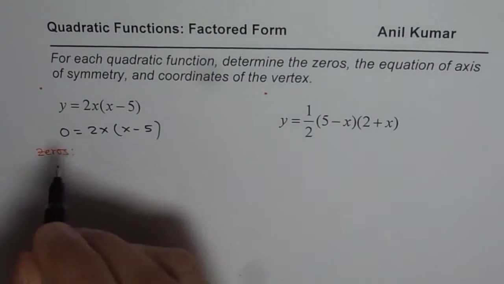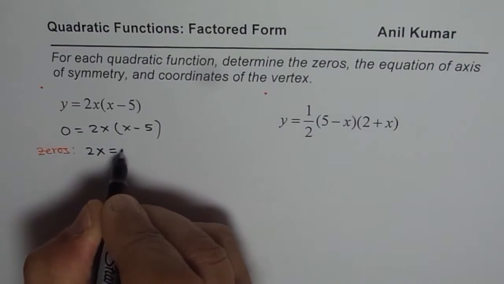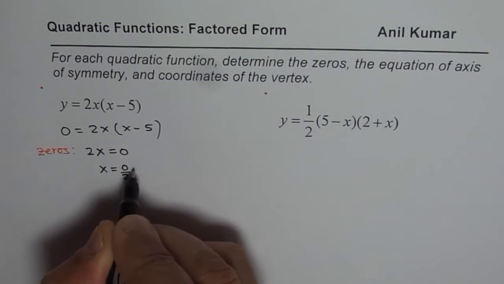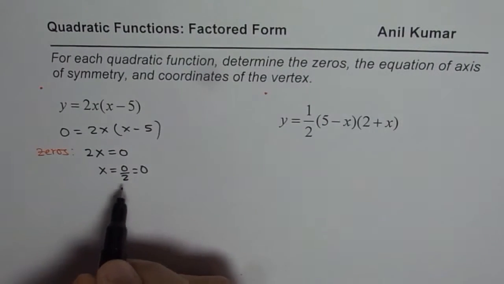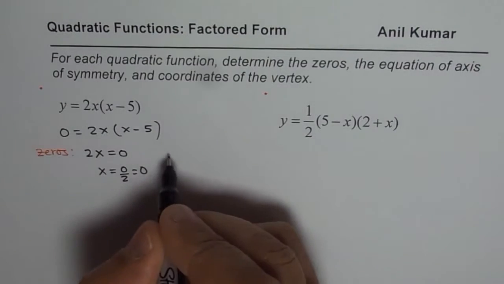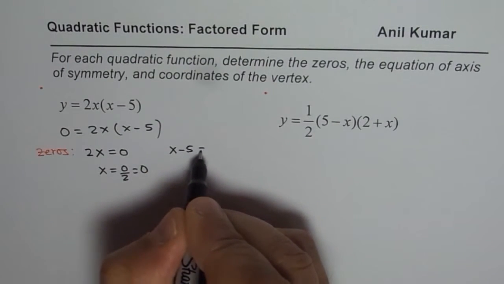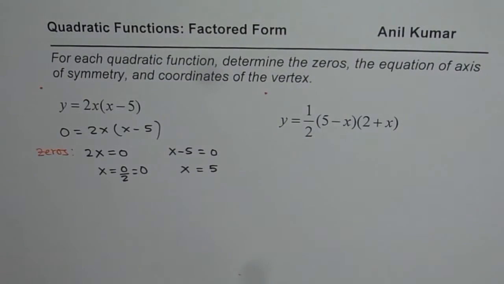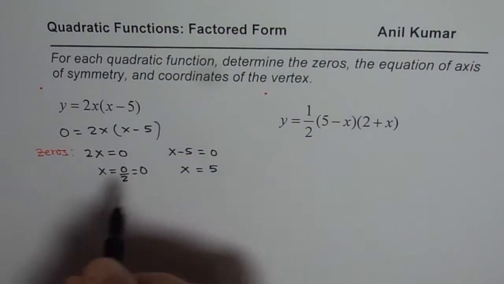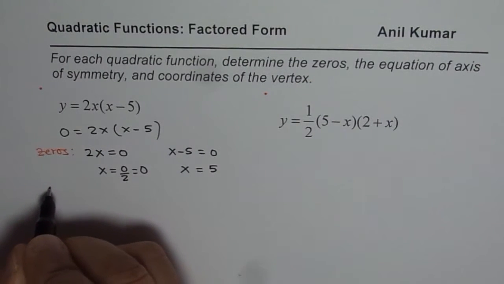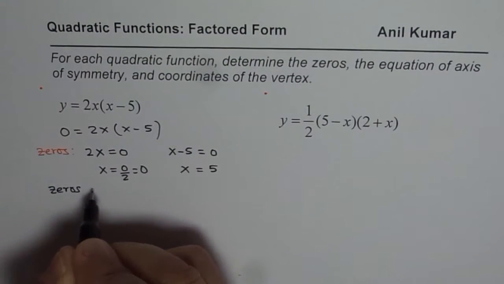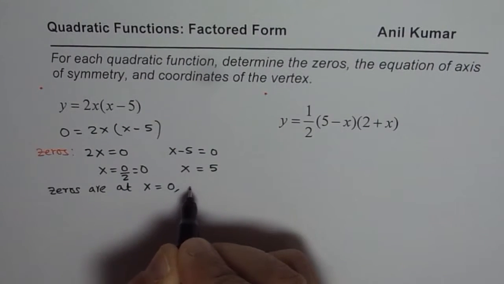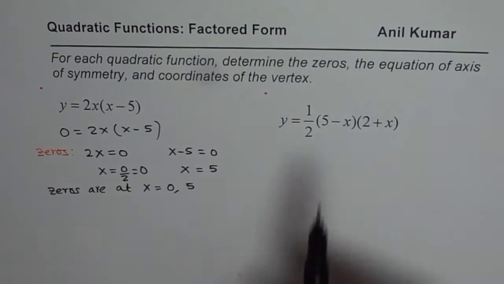Each factor: the first factor is 2x, so I'll say 2x equals 0. You can solve for x: x equals 0 over 2, which is 0. That is how you get the first zero. For the other one, we'll say x minus 5 equals 0, or x equals 5. So these are the two zeros for us. We could write the zeros are at x equals 0 and 5, right? So that is how we get our zeros.